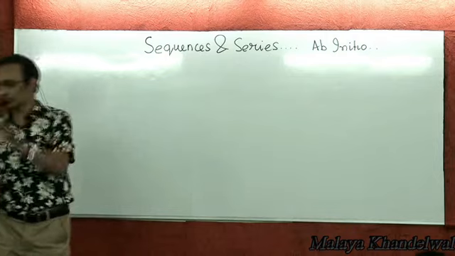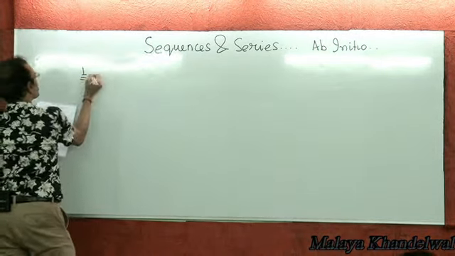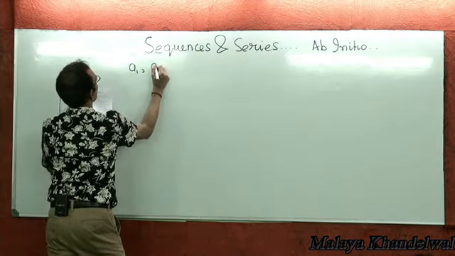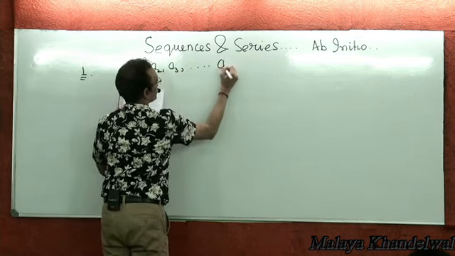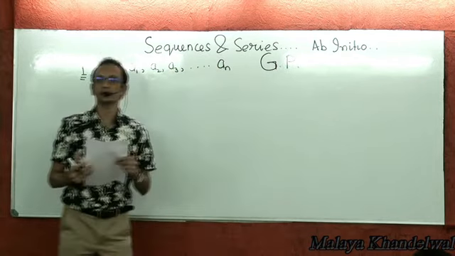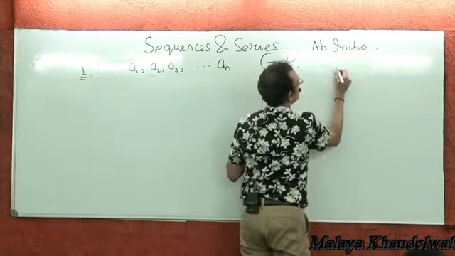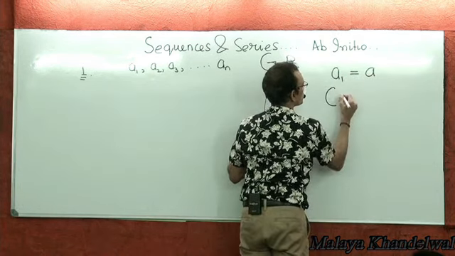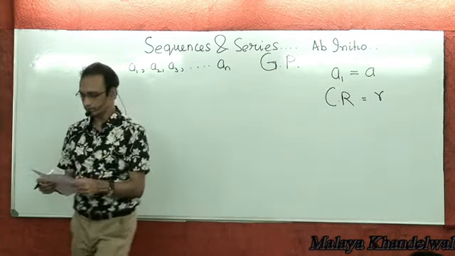Now the first problem of the sheet is about a set of numbers A1, A2, A3, ..., AN being in GP, with first term A1 equal to A and common ratio CR equal to R. That's given in the problem, right?